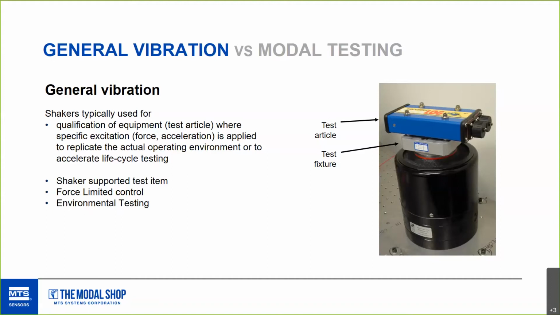But a general vibration test is usually, if you're going to qualify something, you're going to excite it with force, acceleration, or a specific displacement, or you're replicating some environment, or you're just going to run it till it fails. And test equipment like that, you could do it so the shaker supports the item under test. You could do it like a closed loop, force limited type of thing, or environmental testing, where you thermally cycle or control some other parameter while it's going through this.